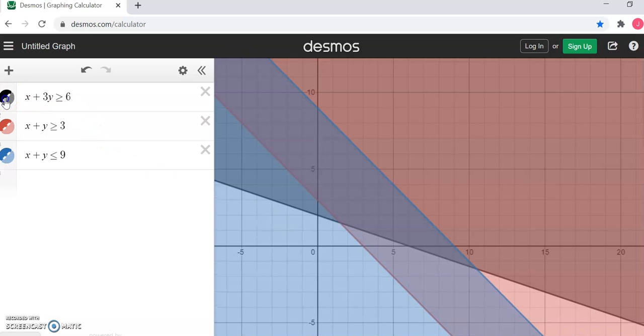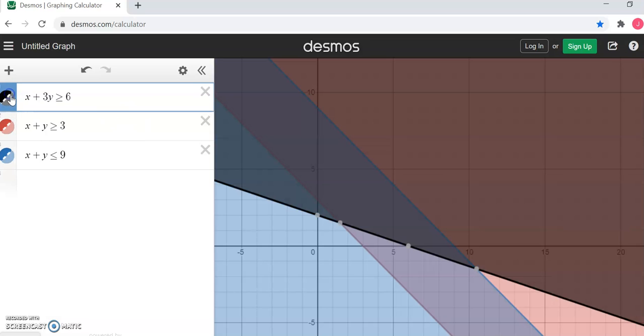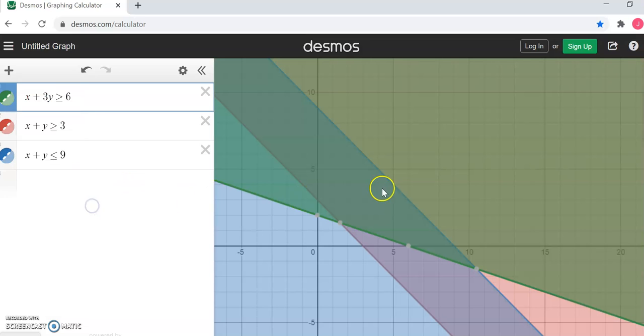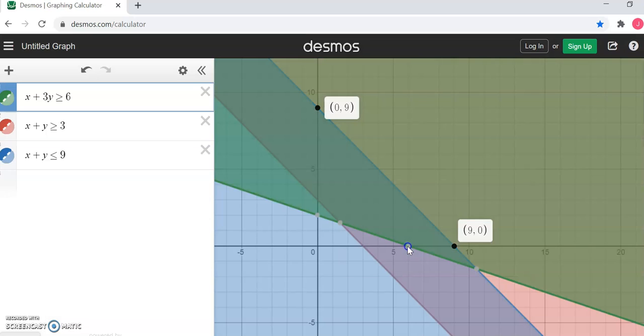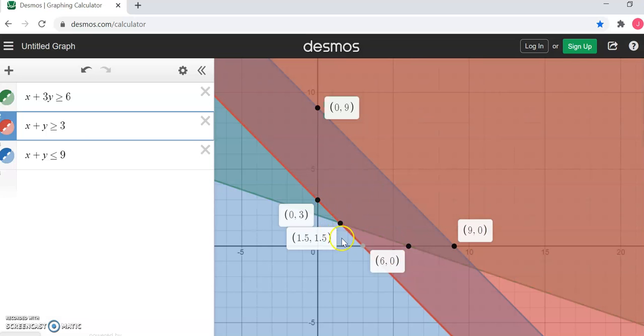I might actually change this color. There we go. Let's do green. That might show a little better. So you can see here the overlap of all three is going to be that and this, because we're only in the first quadrant, right? So this is where all three overlap. And this one there too.